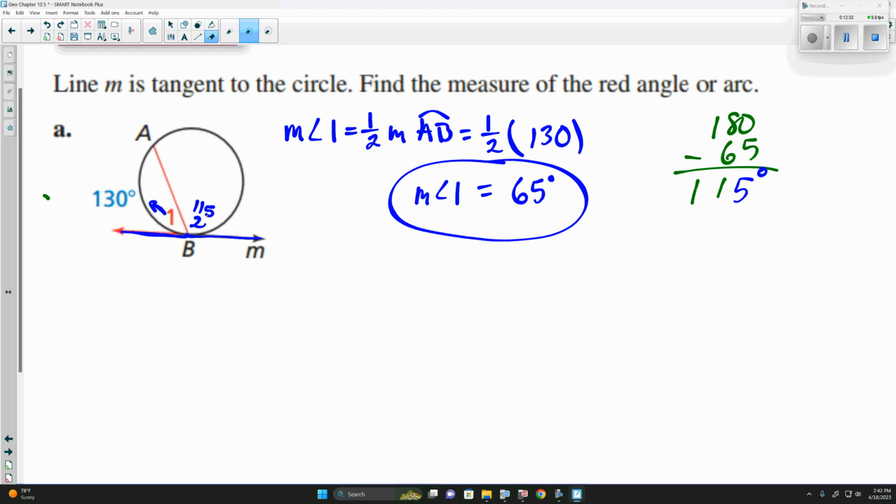Now, if we go the other way from that, if we double it, we will get this arc measure. 115 times 2: 5 times 2 is 10, 0, carry the 1. 2 times 1 is 2, plus 1 is 3. So this would be 230 degrees. And 130 and 230 is indeed 360. So this all works out. Questions on this here?